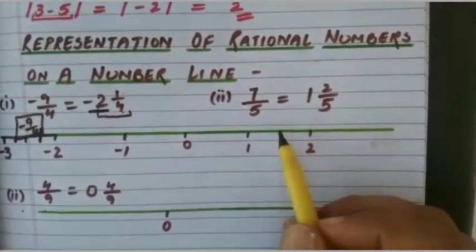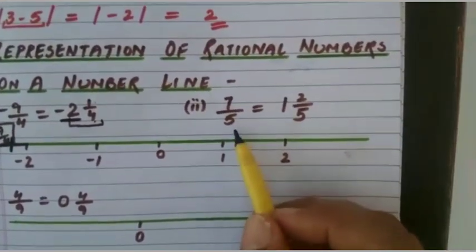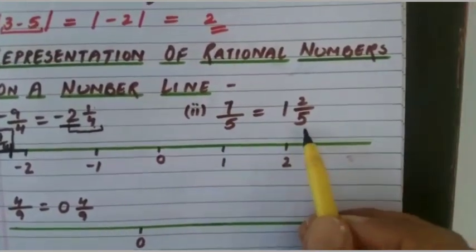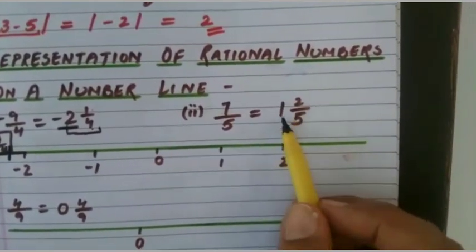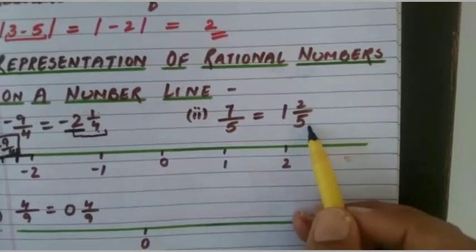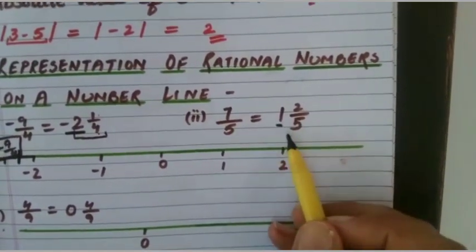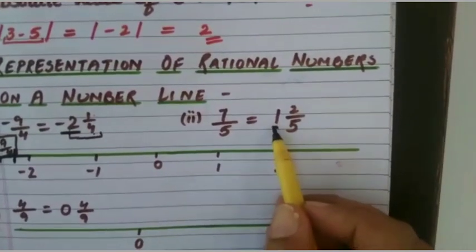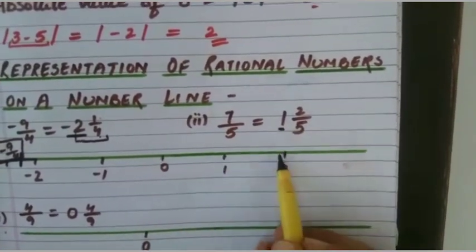But let's take one more example, that is 7 upon 5. Again use 7 upon 5, and convert it like this. It will be one whole number, 2 upon 5. So this whole number 1 tells us that this rational number will lie between 1 and 2, that means in this space.